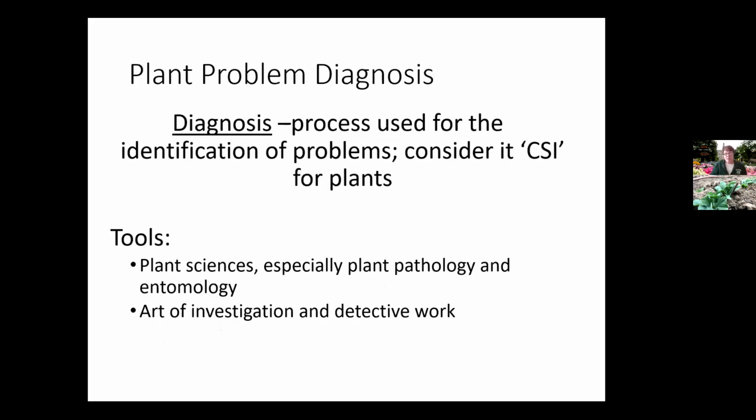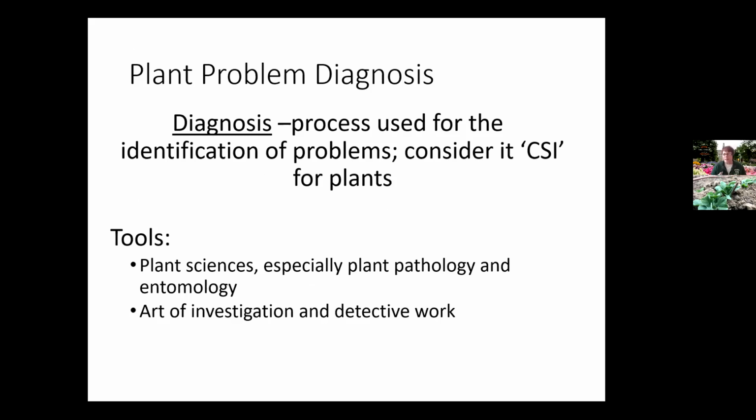So to start off with, when we look at plant problem diagnosis, this is the process for identification of problems. CSI, the television show, hasn't been on television for a while, but we used to say, consider it CSI for plants. However, that's probably for an oldie like me, because CSI is crime scene investigation, and they use lots of different tools to identify the murderer, or figure out who the suspect was. And so that's kind of what we do with plant pathology.